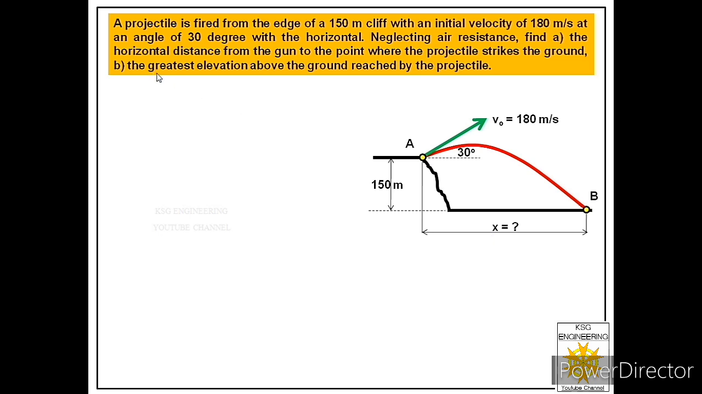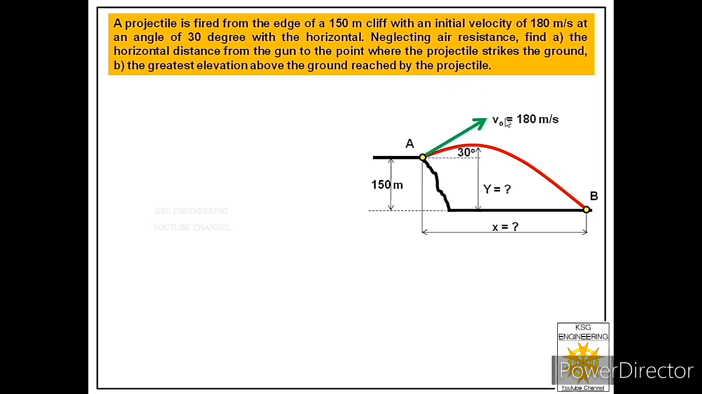In the B part, we are asked to find the greatest elevation above the ground reached by the projectile. It means we have to find distance from the ground for the greatest elevation of the projectile. Let us call that as capital Y. So we have to find these two values in this problem.